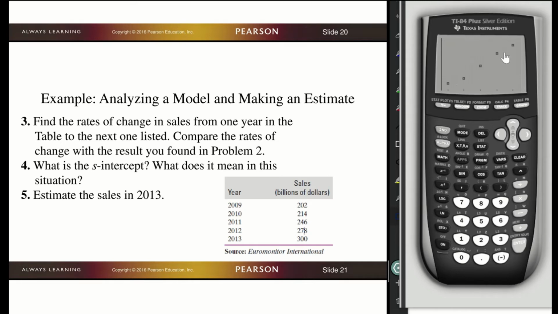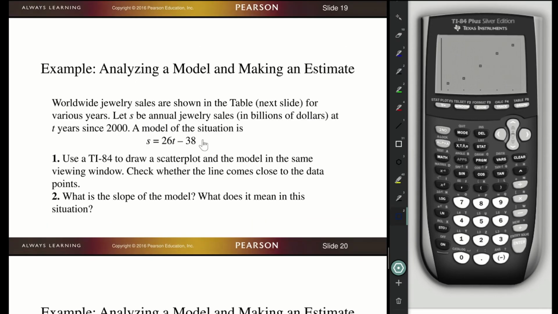And now you can see the scatter plot very nicely. Now we were asked to graph the line in the same window. So we're going to be graphing this, but remember, in the TI-84, everything needs to be in the form of y and x. So here we're going to use y equals 26x minus 38.